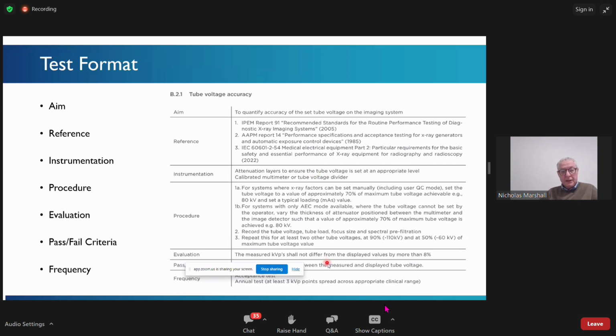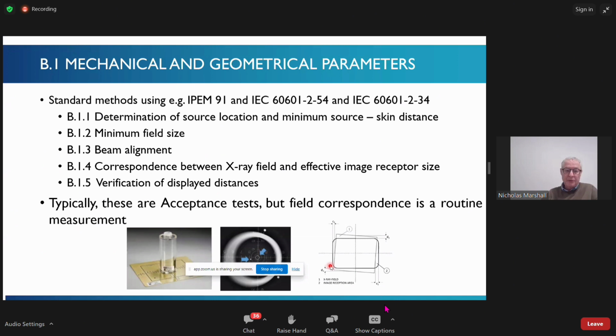So if we go on to the mechanical and geometrical parameters, which is the first set. So this is when you start to do QC, I think it's important to start with the source and how the source is installed and how the geometry of the system is working. So they're fairly typical tests, so you probably see them in quite different protocols as well. For example, determining the source location and the minimum source skin distance, where you would use test objects of a certain length and then another test object of twice that length, and you image them at different distances to determine the source location. Or you look in the manual, or you look on the side of the X-ray tube to see if it's been marked, and if it hasn't been marked, ask them to mark it, for example.